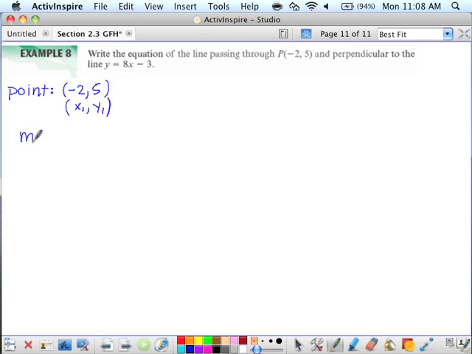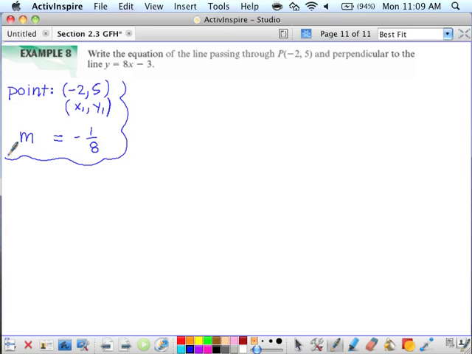Then I need the slope. I wasn't given a slope, but I was given enough information to find the slope that we need to use. If I want it perpendicular to y equals 8x minus 3, that really means I want the opposite reciprocal. So what's the opposite reciprocal of positive 8? Negative 1/8. Those are the two things I'm going to use for this problem.